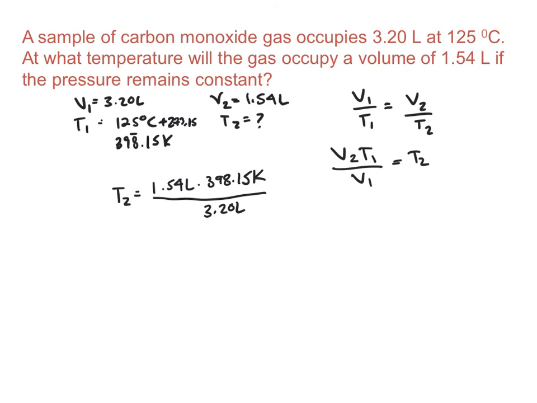Now that we've plugged all these in, we're going to get our answer, which is as follows. Then we're going to check our significant figures. It looks like we have 3 across the board, so this is going to be 192. Units-wise, liters and liters cancel, Kelvin is left over, and so the temperature at which we will obtain the 1.54 liters is going to correspond to 192 Kelvin.